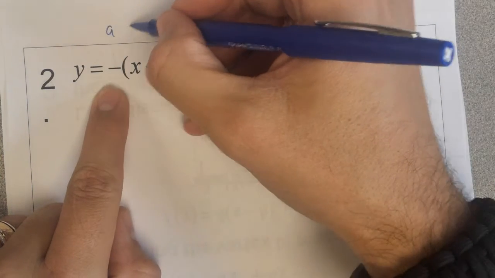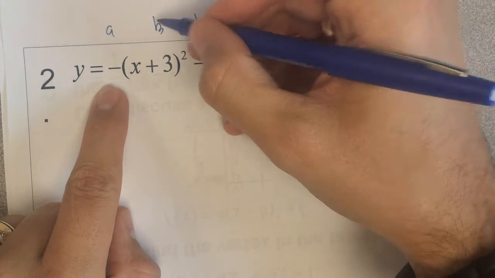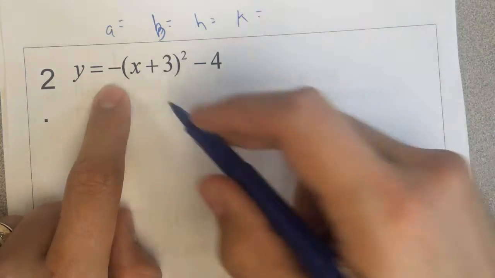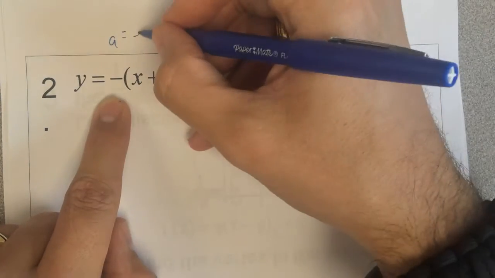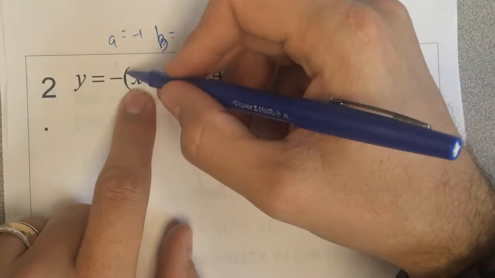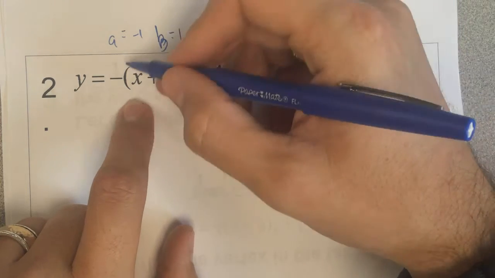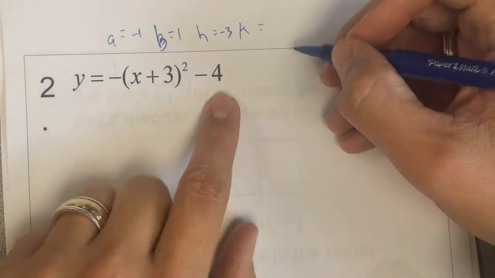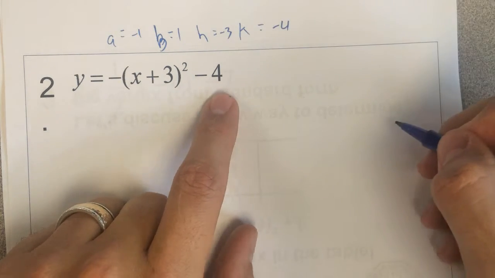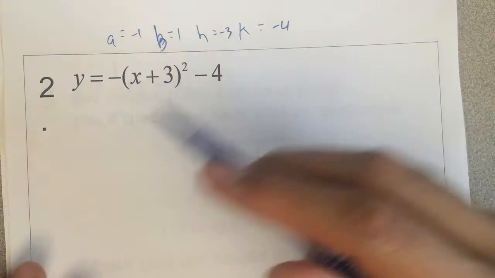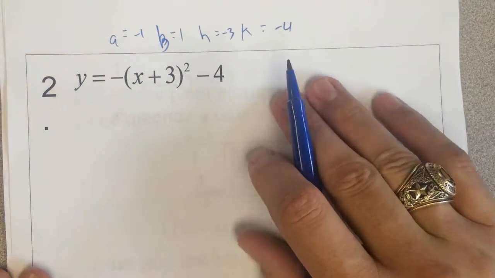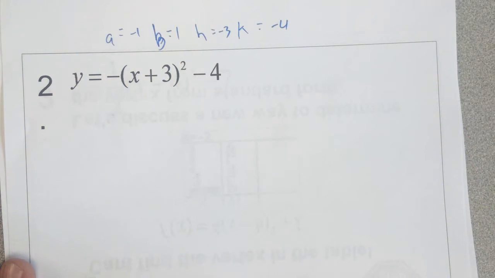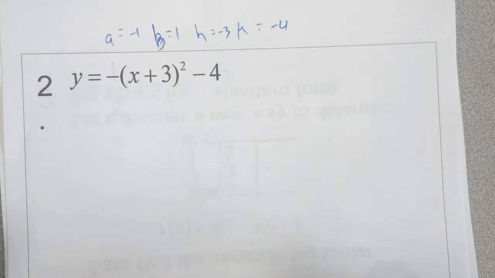If I was to write my a, b, h, and k for my vertex form, my a would be -1, my b would be 1 since there's nothing there, my h would be -3, opposite of in there, and my k would be -4. And we are going to make this into standard form. Standard form, we are simply going to do the steps. We're going to simplify these.